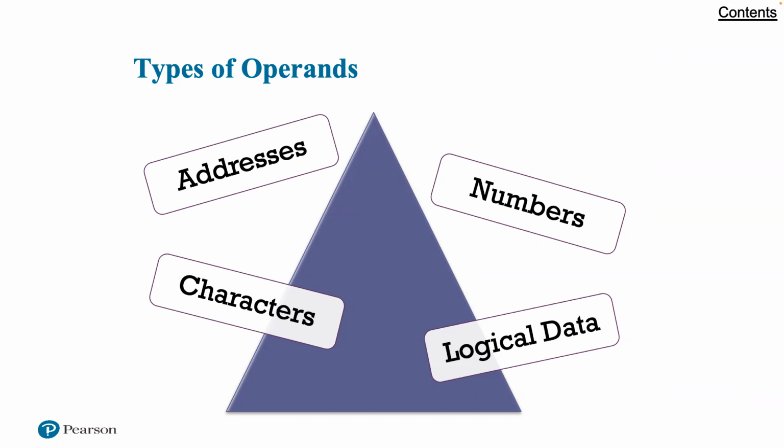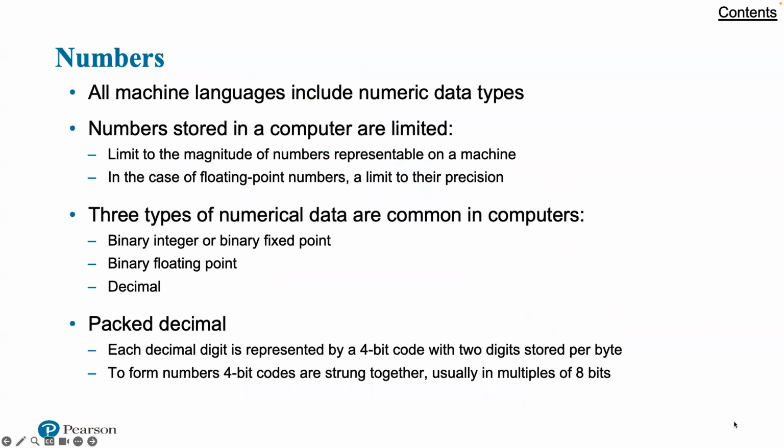Other common data types are numbers, characters, and logical data, and each of these is briefly examined in this section. Beyond that, some machines define specialized data types or data structures. For example, there may be machine operations that operate directly on a list or a string of characters. In terms of numbers, all machine languages include numeric data types. Even in non-numeric data processing, there is a need for numbers to act as counters, field widths, and so forth.